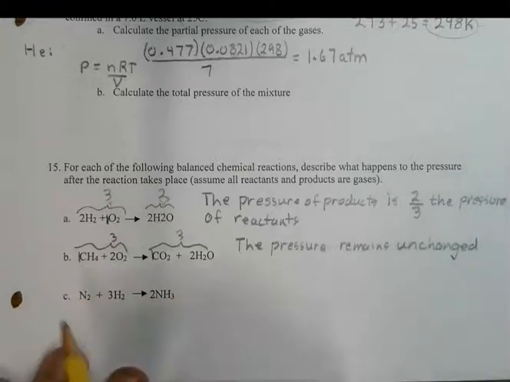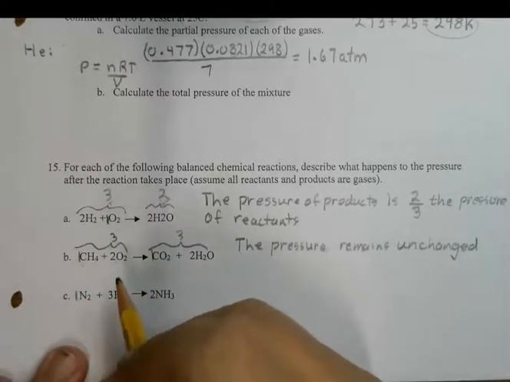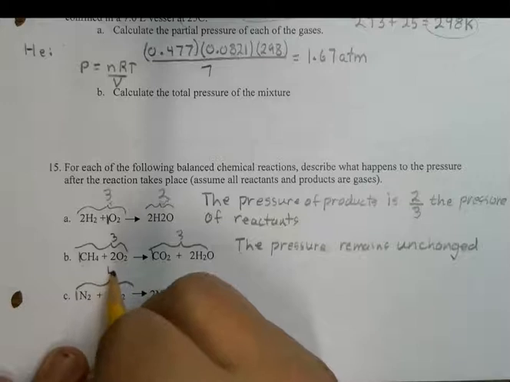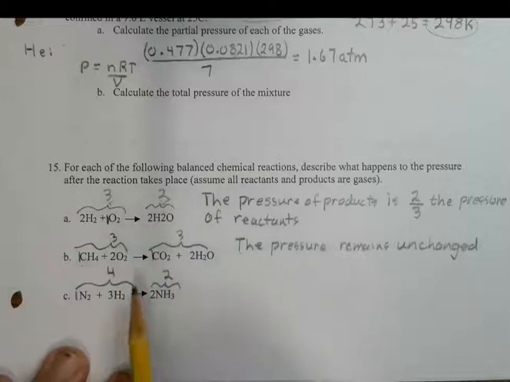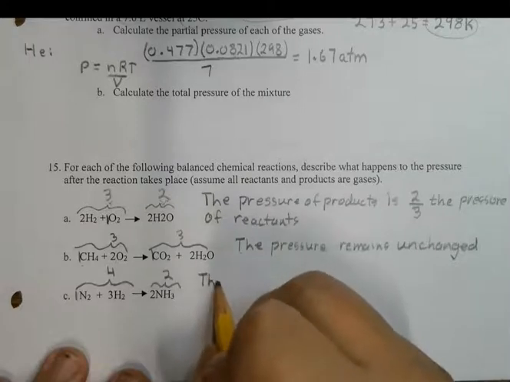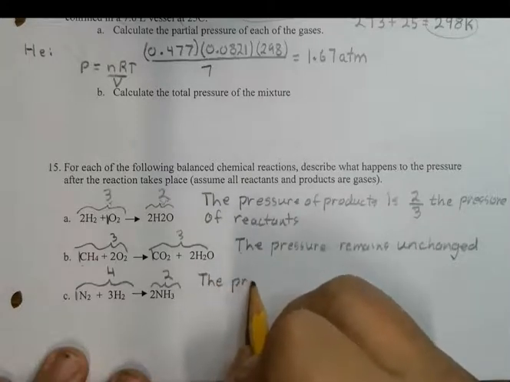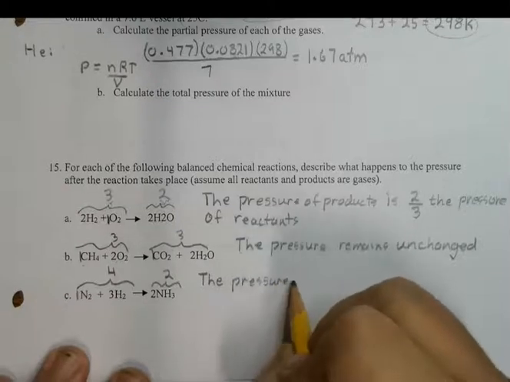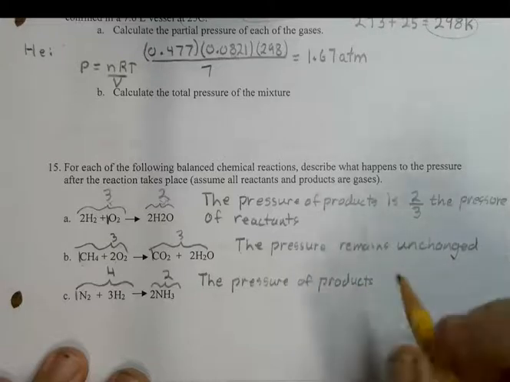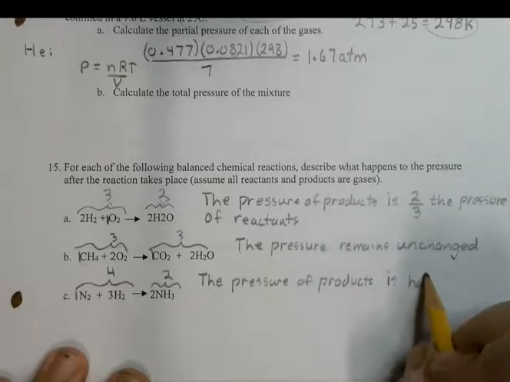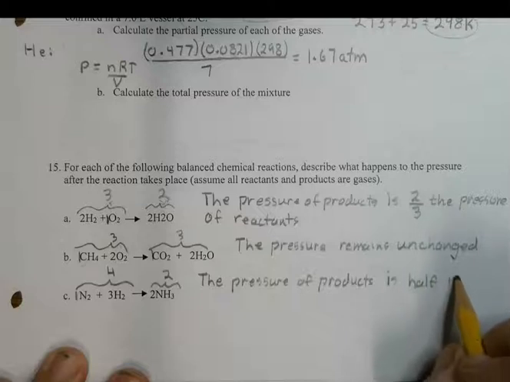Okay, finally for C, we have 1 mole of nitrogen and 3 moles of hydrogen. That's a total of 4 moles. And that produces 2 moles of ammonia. So you have twice as many moles on this side as this side. It's a 2-to-1 ratio. So you have twice as much pressure on this side. So the pressure of the products is half the pressure of the reactants.